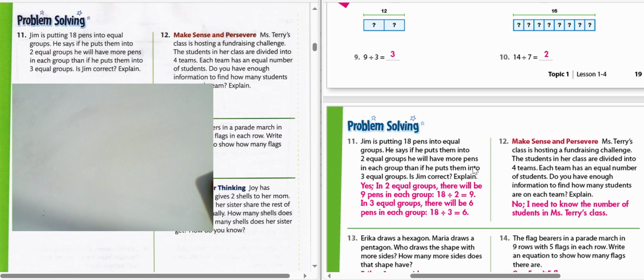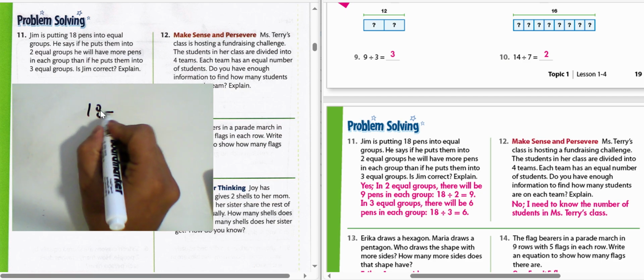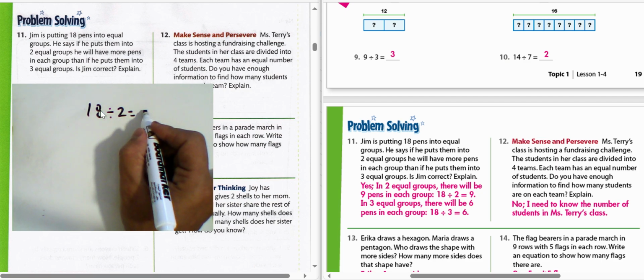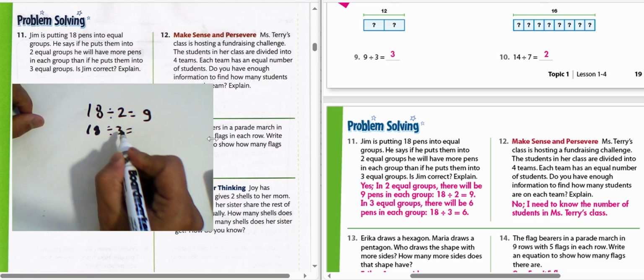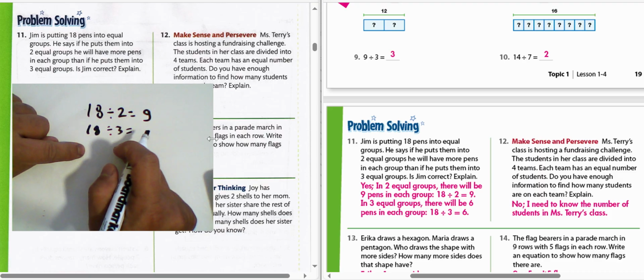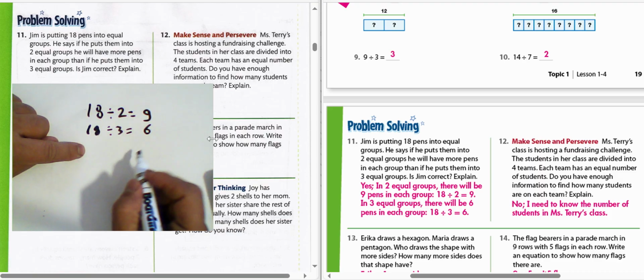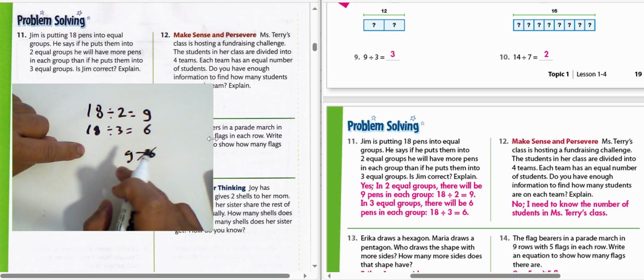He says if he puts them into equal groups, he will have more beans in each group. Look here, he wants to compare the results. 18 divided by 2 equals 9, which is more than 18 divided by 3. If he divides 18 beans into 3 groups, each group contains 6. Then 9 is greater than 6, so he is correct about the relation.